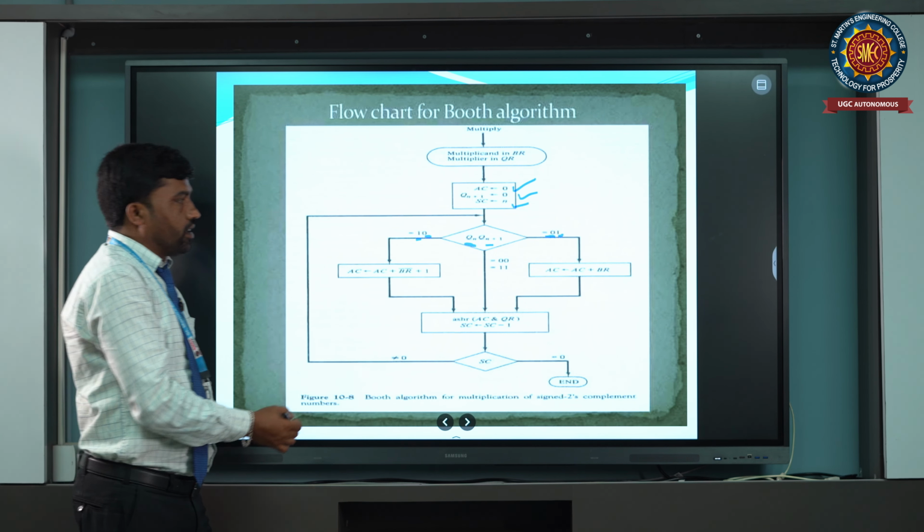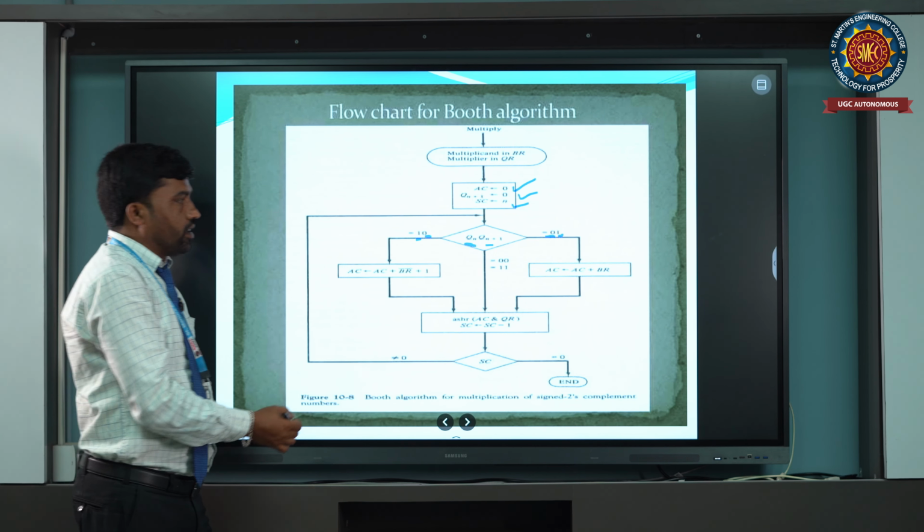So here Qn is equal to 0, and Qn plus 1 is equal to 0, at the fifth sequence counter. Based on these bits only we can do the process. If Qn is equal to 1, we can do the subtract, and subtract means BR bar plus 1. So we can do the subtract operation of BR, and then we can add it to AC.